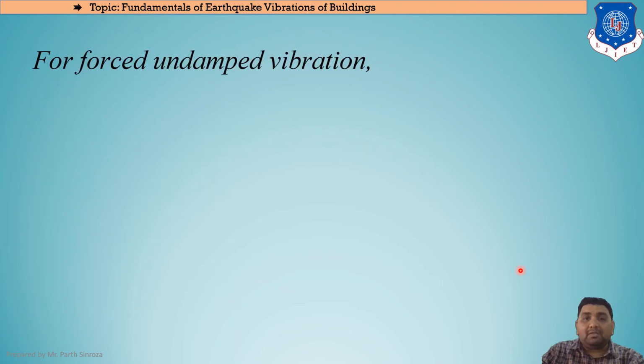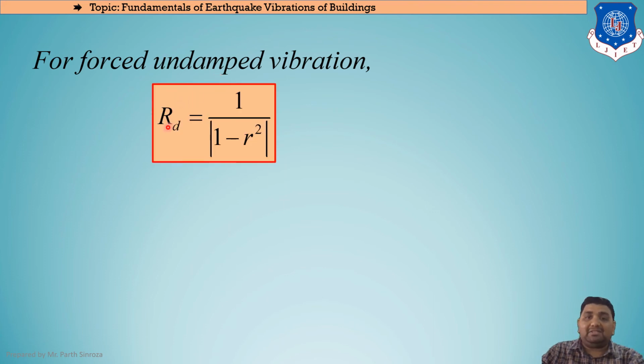Now the main equation that you will be dealing with, there is no derivation for it. For forced undamped vibration, that means an external force is acting on the system and dampers are not provided, the Rd, our magnification factor, is represented by 1 upon mod of 1 minus r square. So this is the value of Rd which we will use when the question is given for forced undamped vibration.